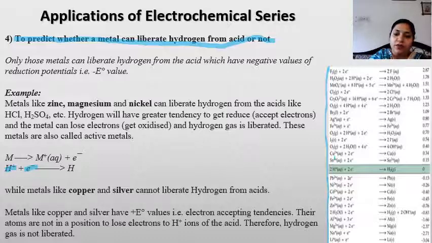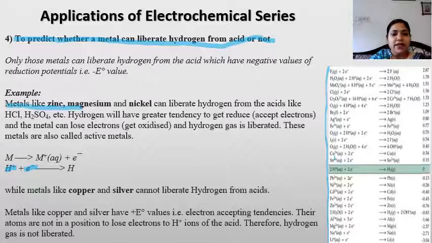So when these elements are placed in acids, the elements will get oxidized and they cannot reduce the hydrogen. So from the table, all the elements which are having positive values are not able to reduce the hydrogen, whereas all the elements which are having negative values have a good tendency to reduce the hydrogen. So from the table we can determine which elements will liberate hydrogen from acids and which elements cannot liberate hydrogen from the acids. Like here, examples are given.